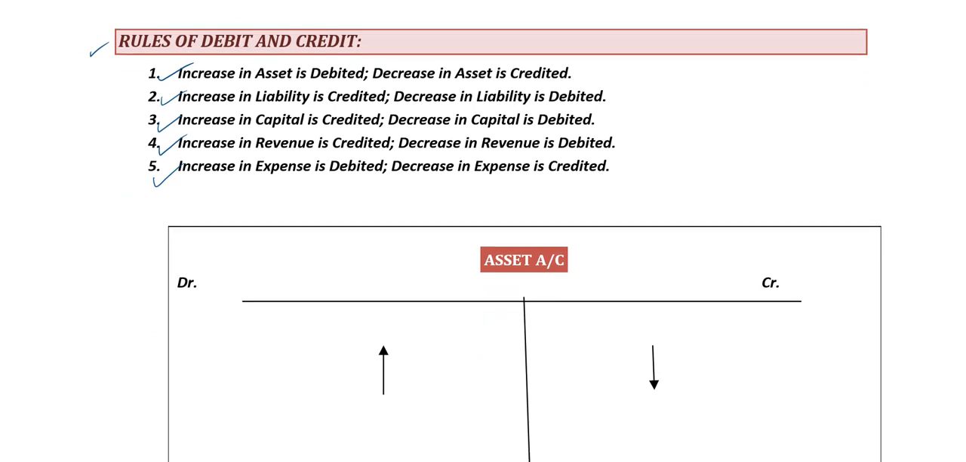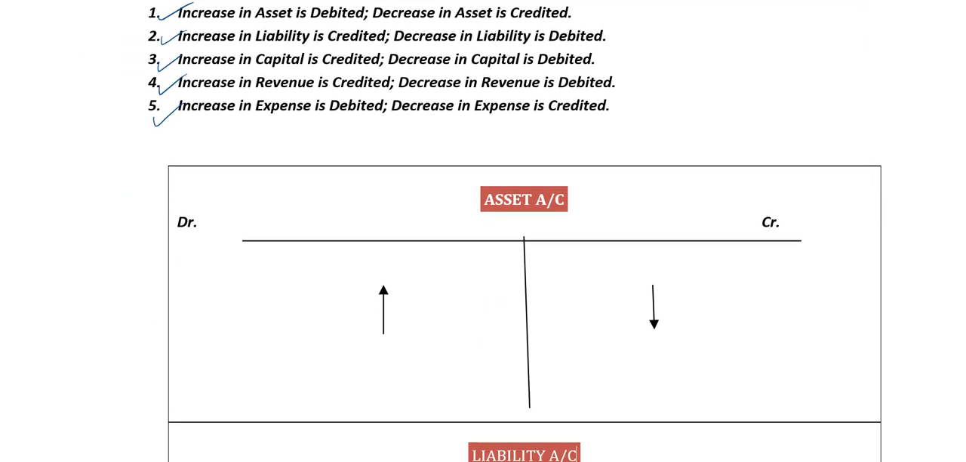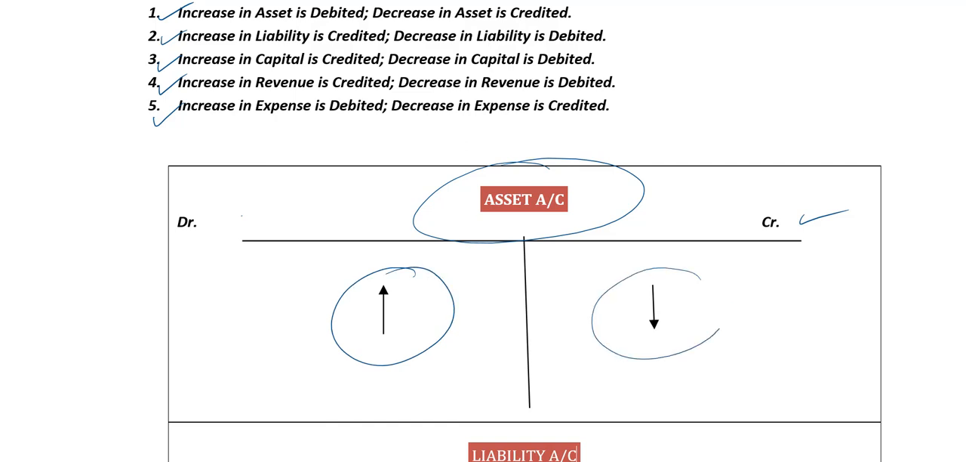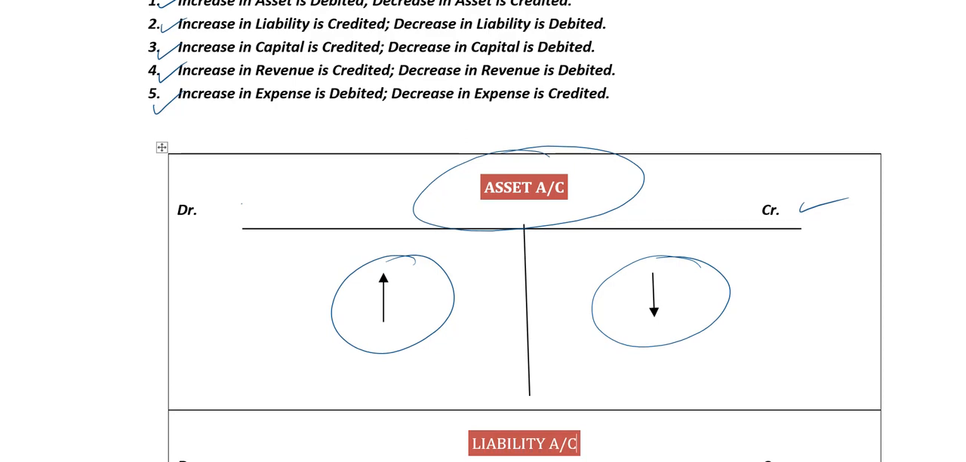Let's look at the pictorial representation. This is an asset account. The left side is the debit side and the right side is the credit side. If it's an increase in asset, we need to debit the asset account. If there's a decrease in asset, we need to credit the asset account.